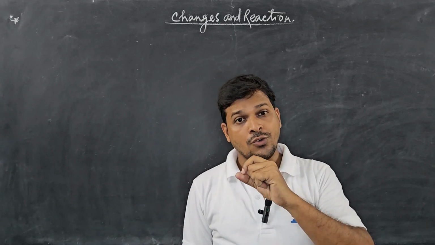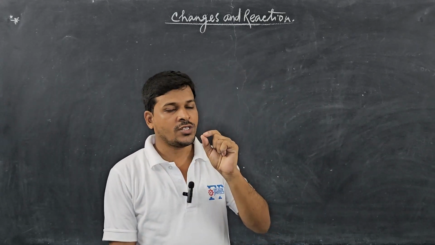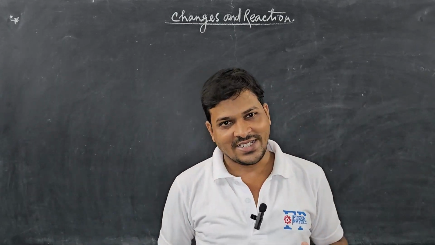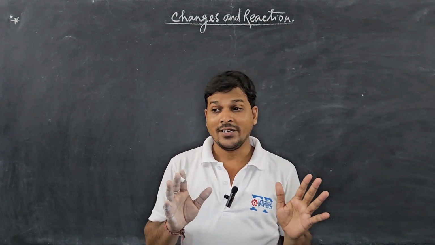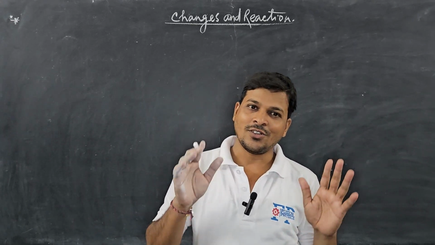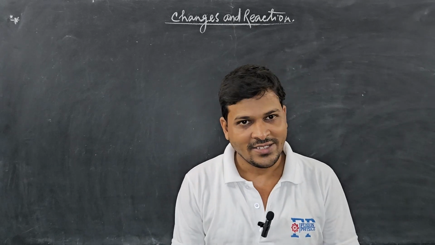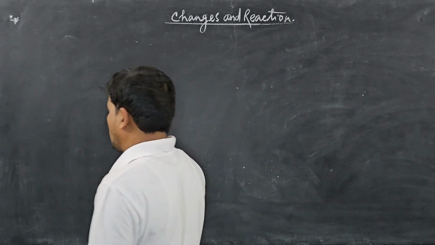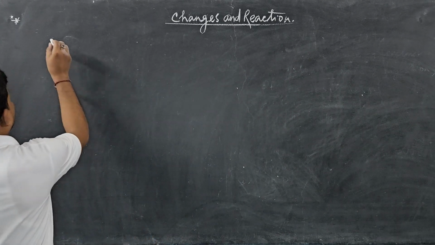In the first video, in the last example, we saw that chemical changes can be represented easily with the help of symbols and chemical formulas. That is called a chemical reaction. Now, starting from this chemical reaction.